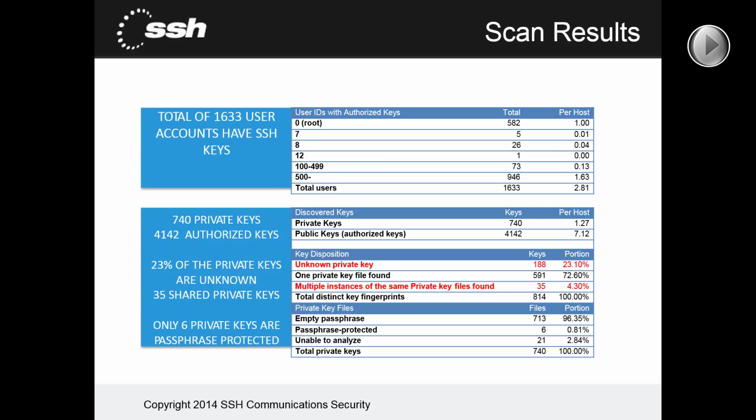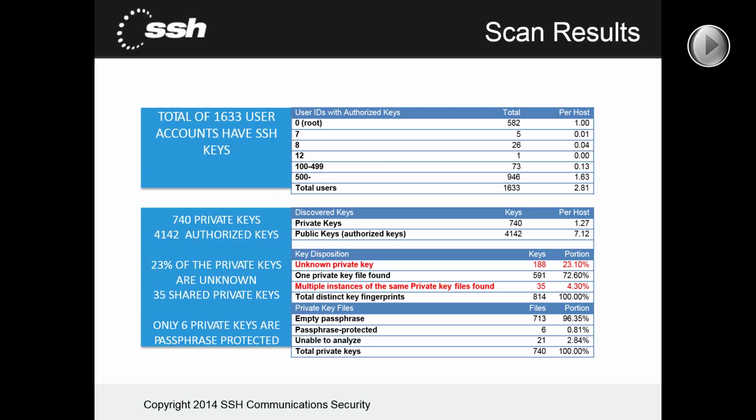740 private keys. These are the keys that you keep locally on your system, and then the public keys are distributed publicly, obviously. And so that amounted to just over 4,000 authorized keys. Again, the public keys are also authorized keys. 23% of the private keys were unknown.